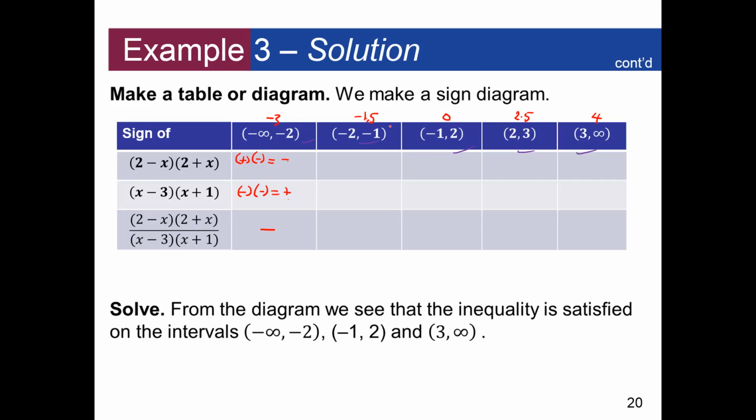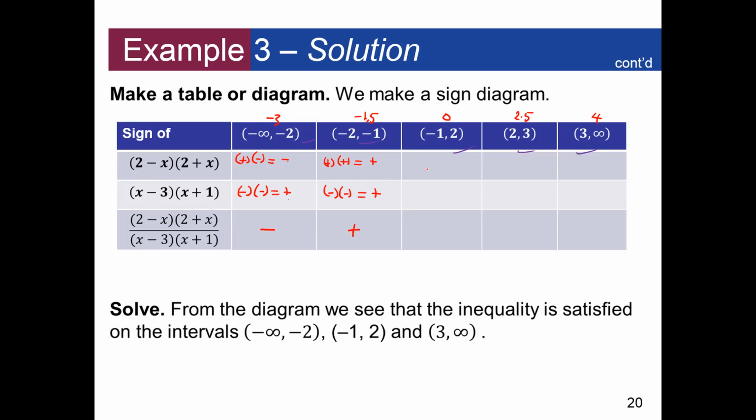Now if you have -1.5, you get 2 minus -1.5, which will be positive, and then 2 minus 1.5 is also positive. So that makes the numerator positive. And then the denominator: -1.5 minus 3 is negative, and then we multiply by -1.5 plus 1, which is negative. So that makes it positive. Then of course, positive divided by positive is positive.